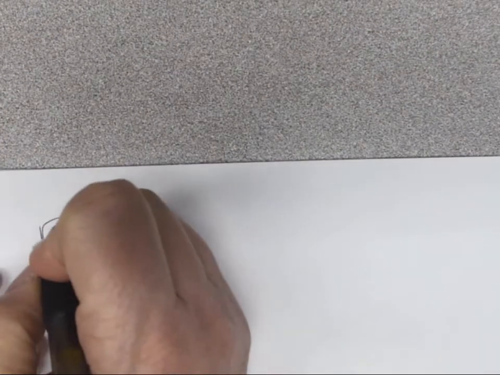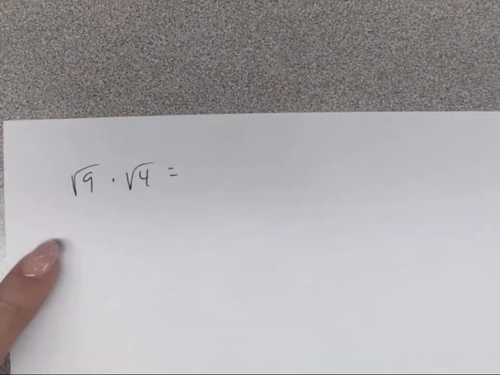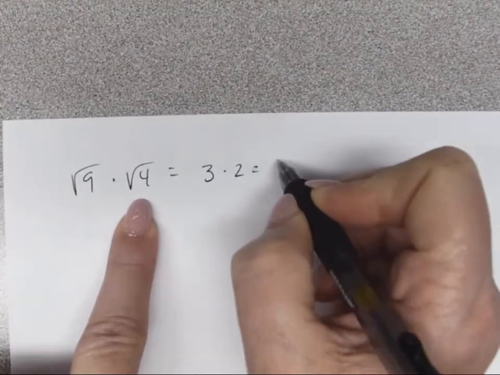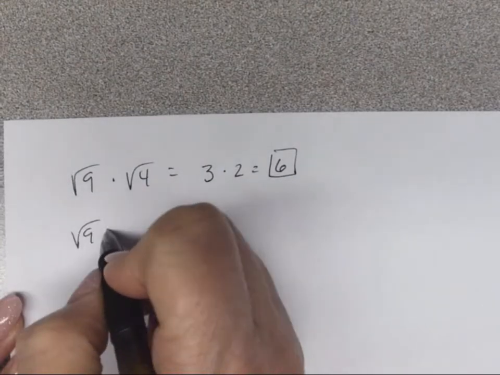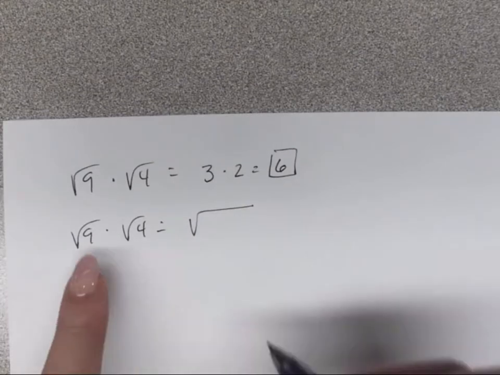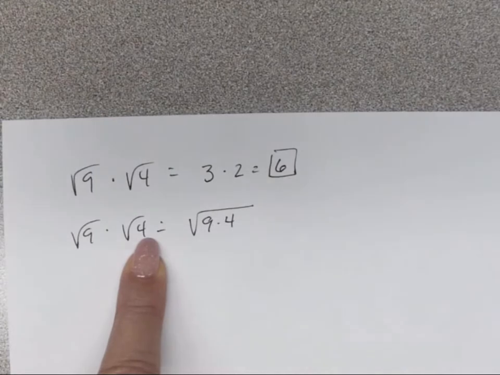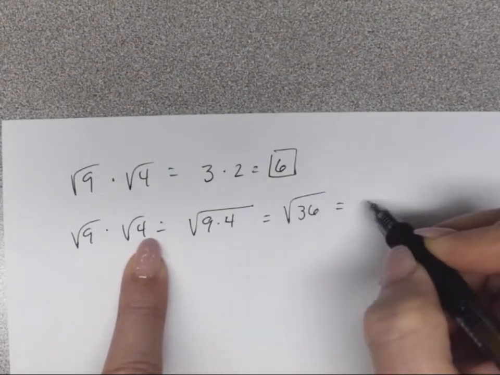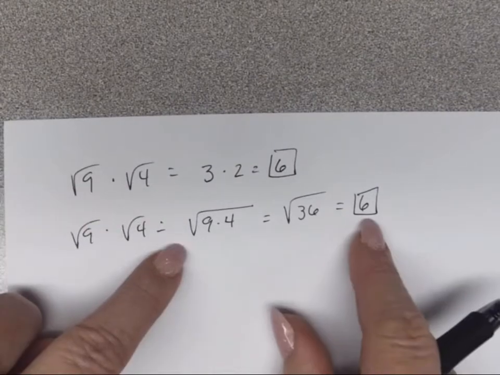If we're looking at the square root of 9 times the square root of 4, well, we know that the square root of 9 is 3, the square root of 4 is 2, and we end up with 3 times 2 is 6. Another way that we could work this exact same problem is to put them underneath one radical. Because they're both square roots, I can put 9 and 4 inside and multiply them. 9 times 4 is 36, and the square root of 36 is 6. So you can go either way and put them together.